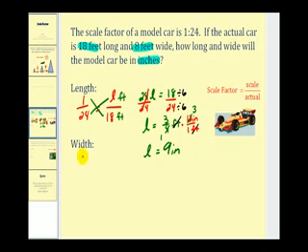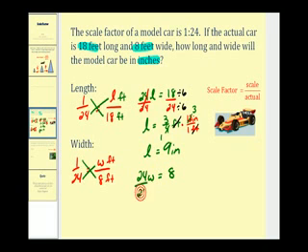Now let's go ahead and do the same with our width of 8 feet. We'll start with a scale factor of 1 to 24 must equal the scaled width in feet to 8 feet. Let's go ahead and find our cross products. We have 24W must equal 1 times 8. Of course that's 8. Divide both sides by 24.